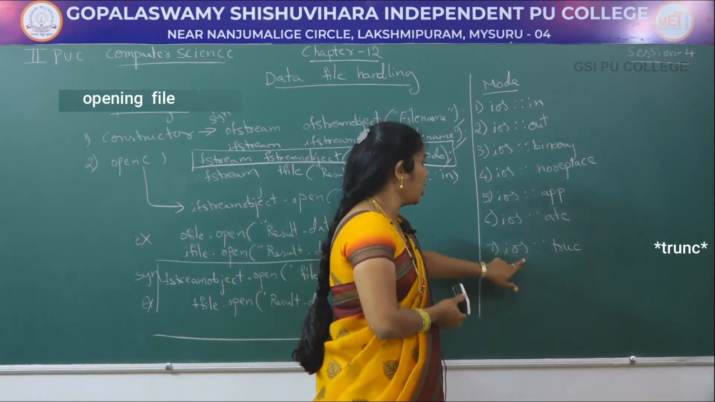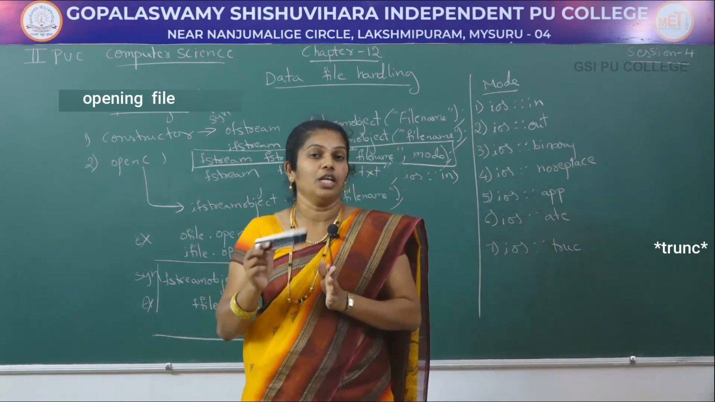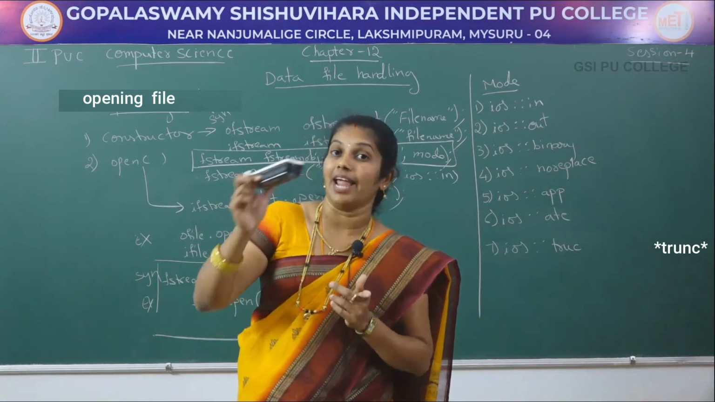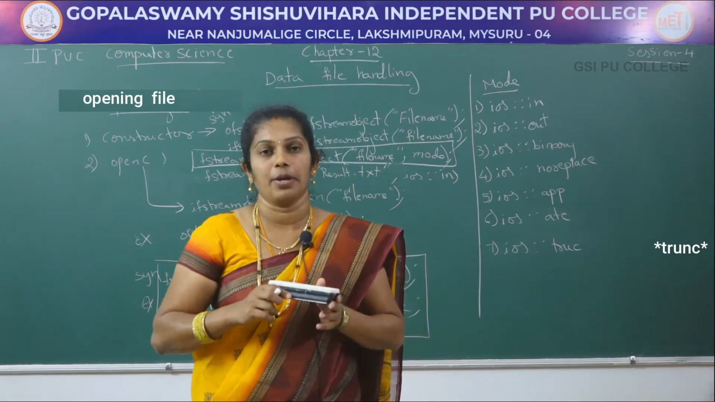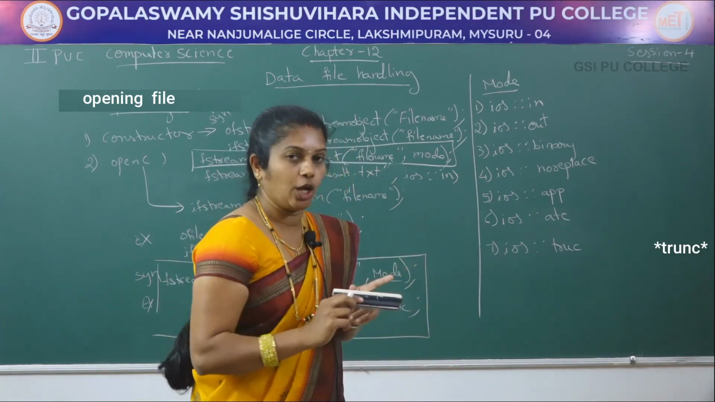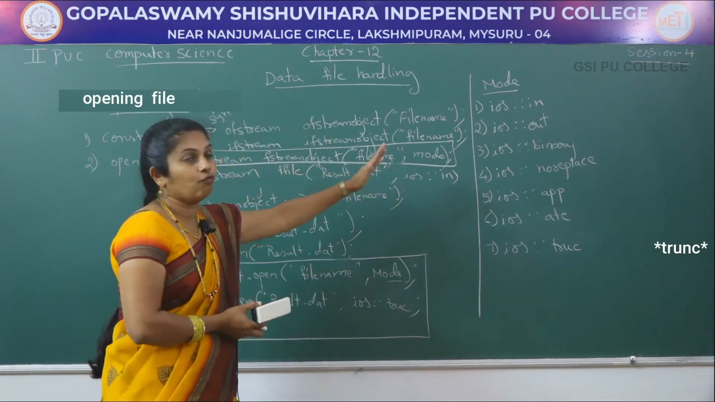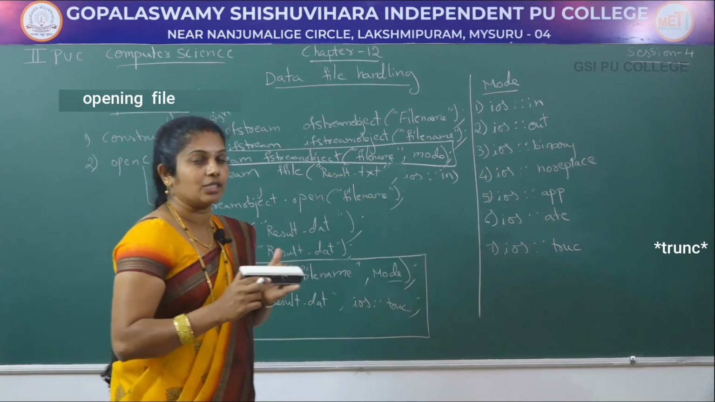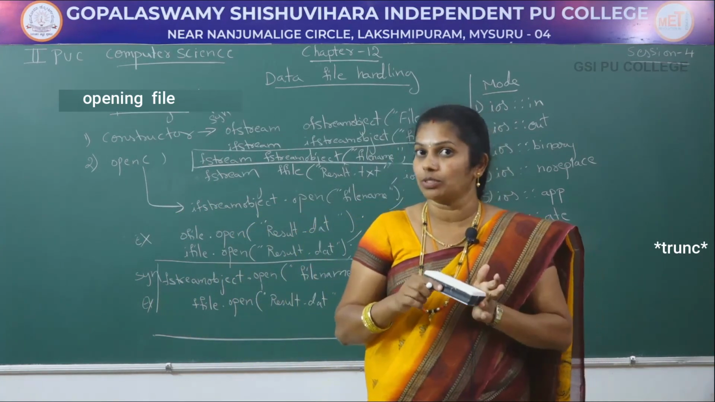And the next one, ios::trunc. This one is specifically used to delete the content at the end of the file. If we want to delete the content at the end, then we use ios::trunc. These are the few file modes. In this class you came to know how to open a file and which are the file modes.